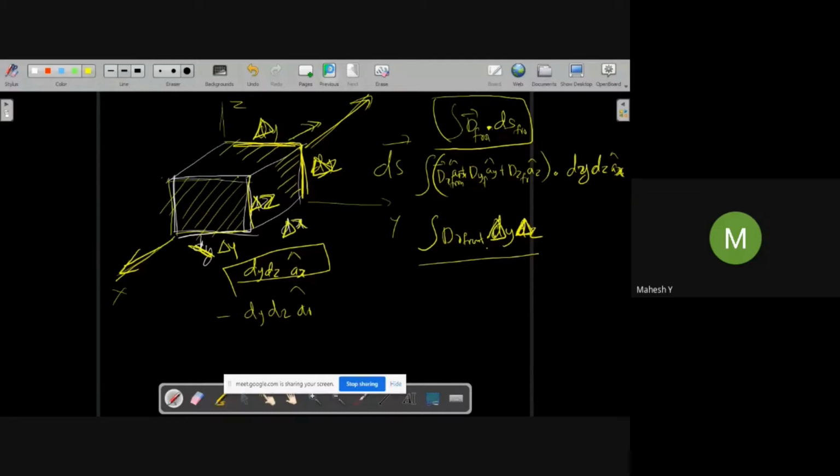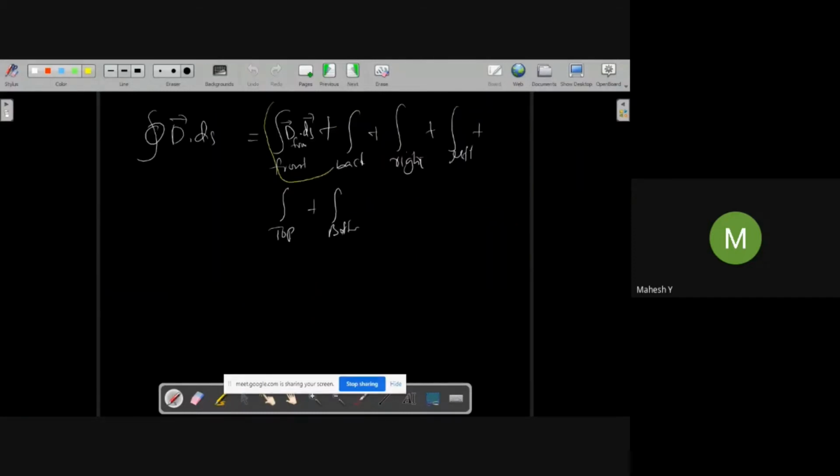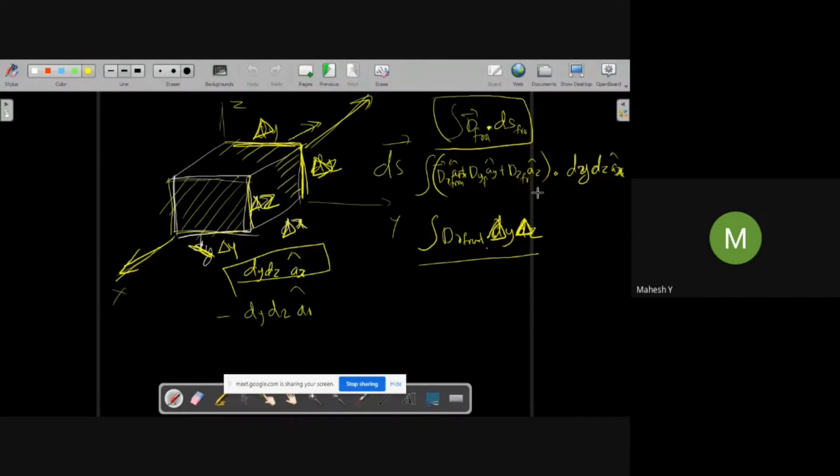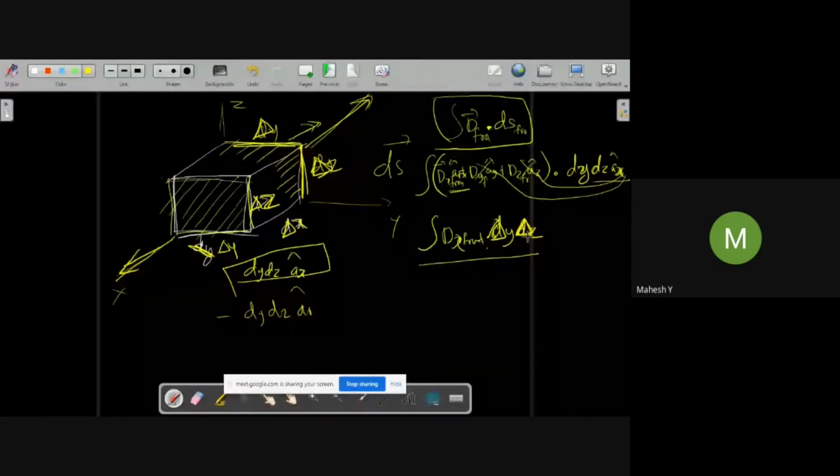See, in the integration, I am only considering the first integral now. So I assumed D front is a combination of Dx, Dy, Dz, and dS is delta y delta z ax cap. So if I do the dot product, only the ax component will be retained, because ax dot ay will be 0 and ax dot az will be 0. So those won't be there. Only the Dx component into delta y into delta z will be there. Right.